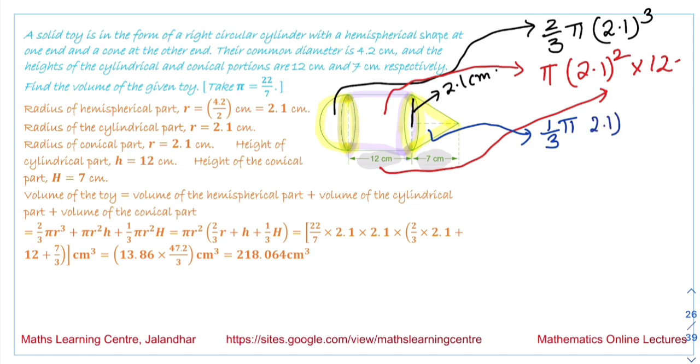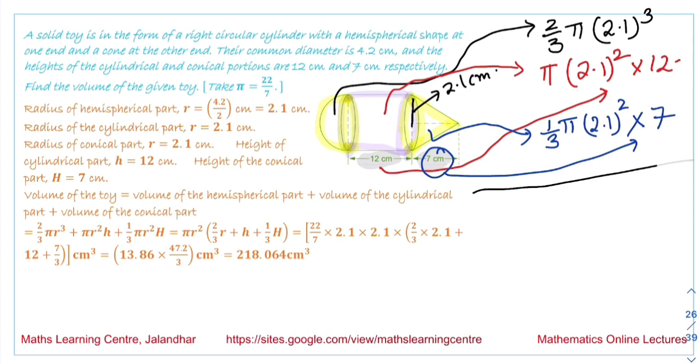R square means 2.1 square into height for this conical part, it is 7. So the total volume of this figure, if we take pi common and 2.1 square common, we are left with, from the first term, 2 by 3 into 2.1 plus pi. From this particular term we have taken pi common and 2.1 square common, so we are left with this.